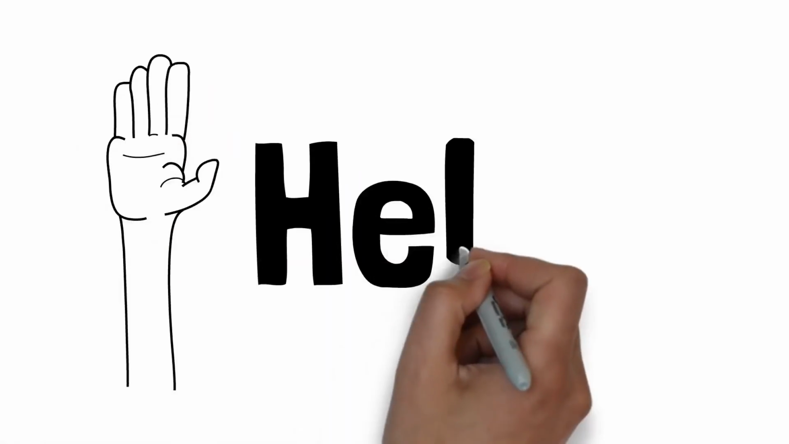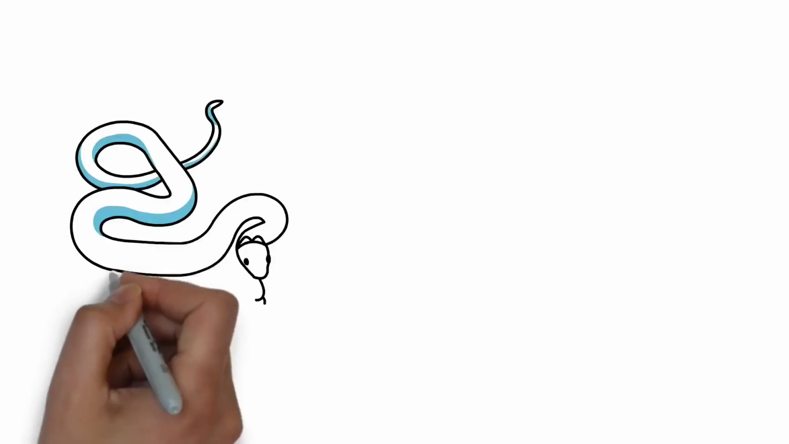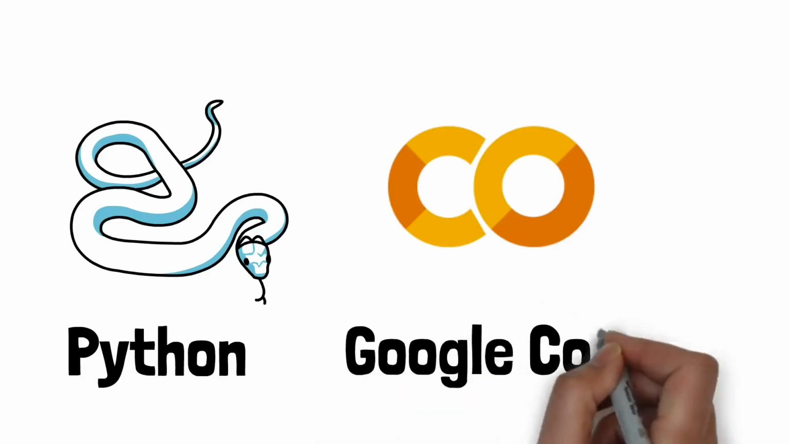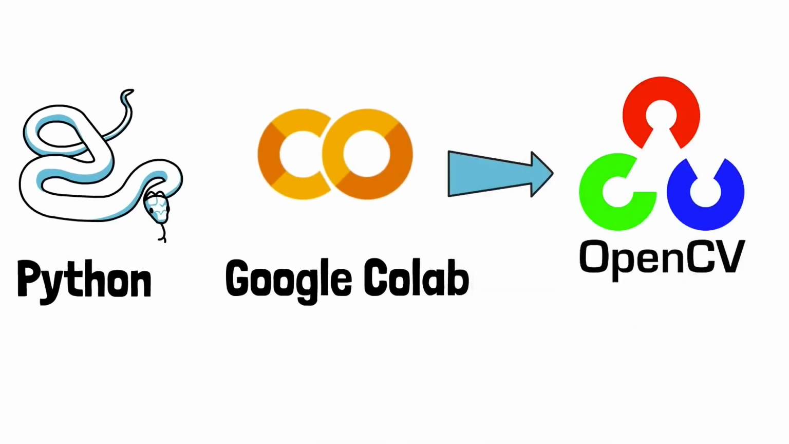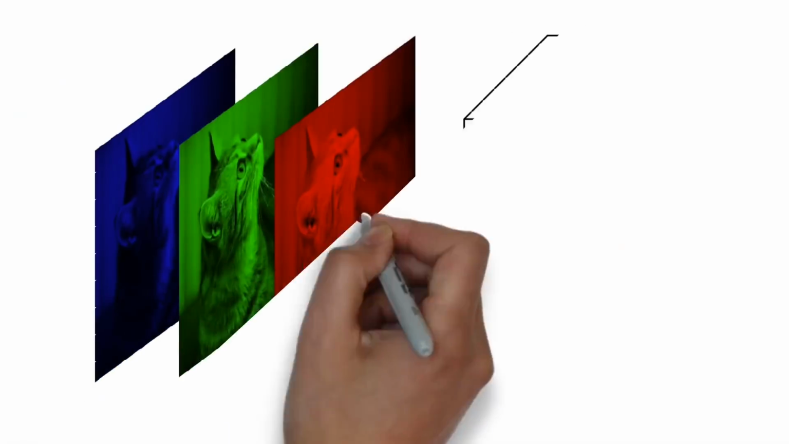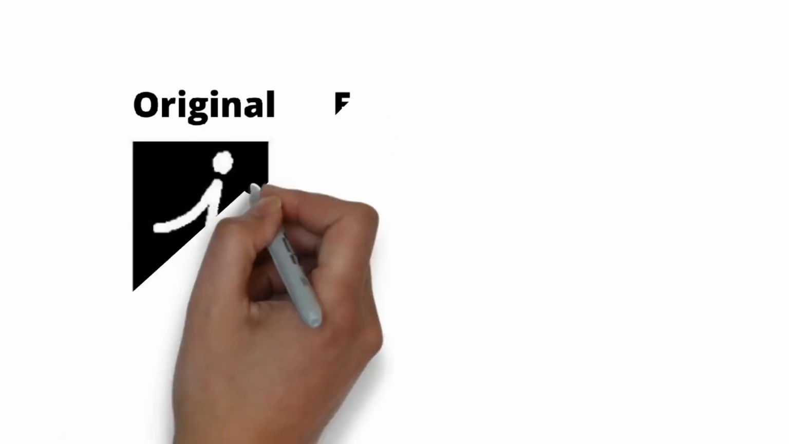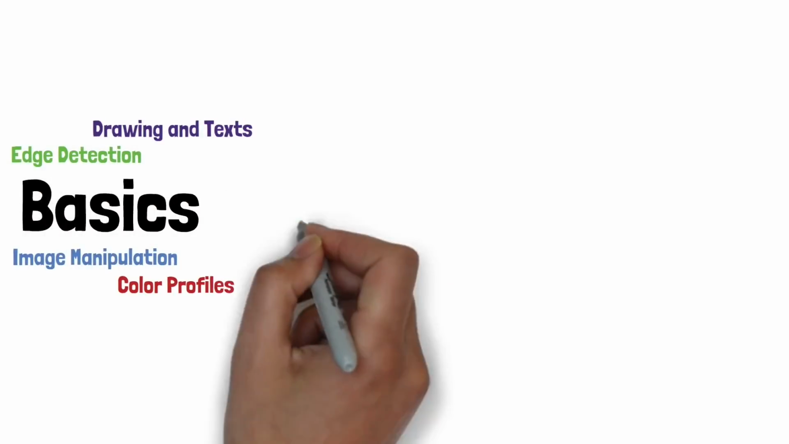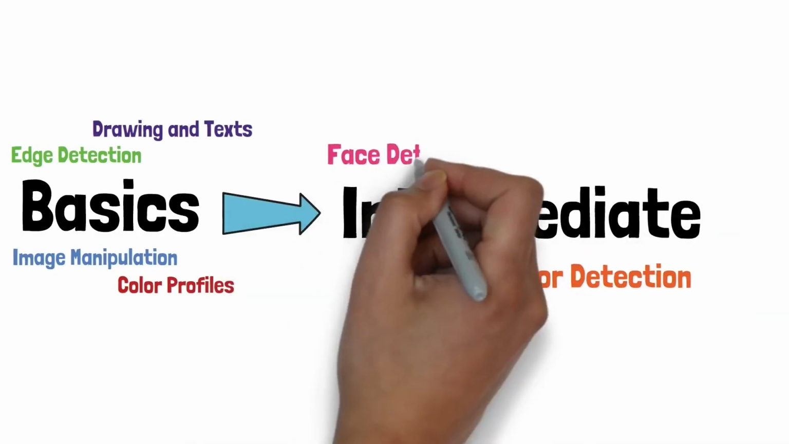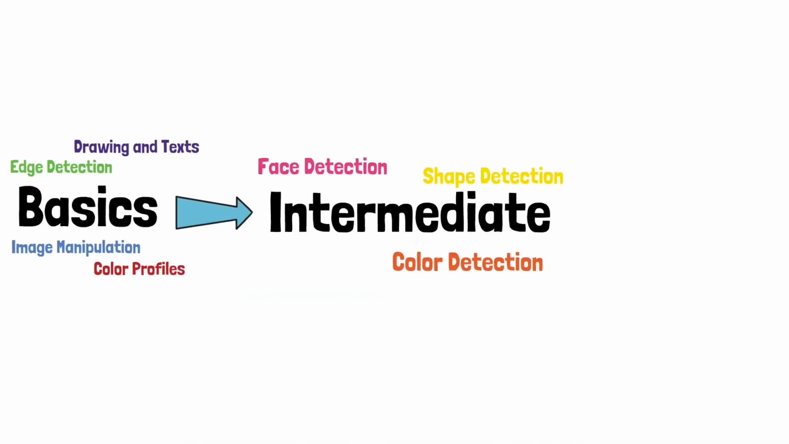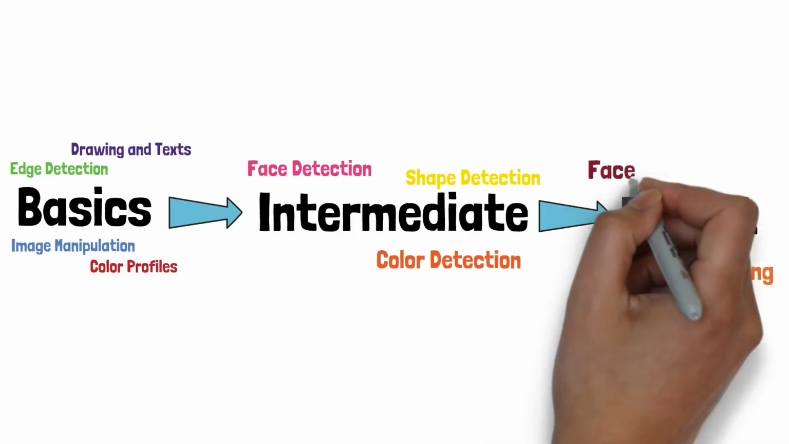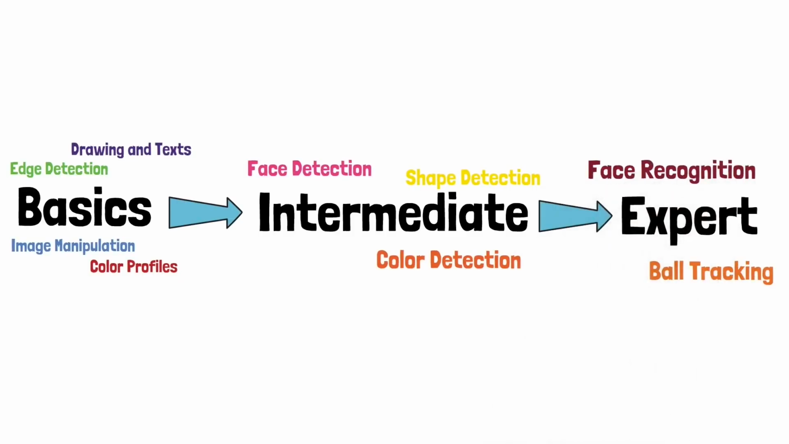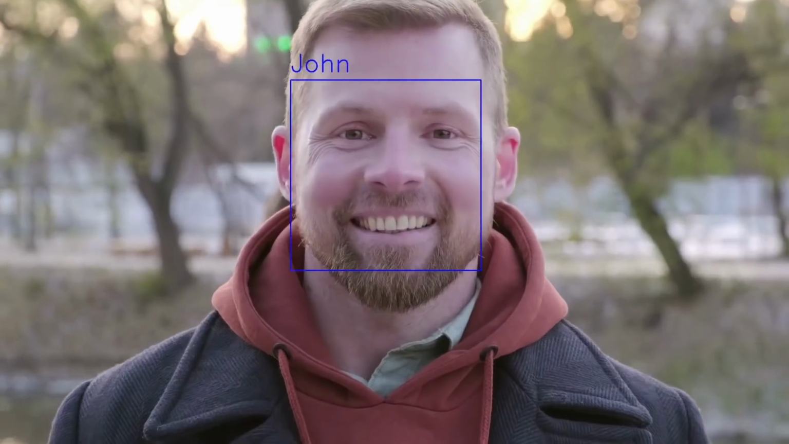Hello everyone, welcome to this OpenCV tutorial series. Here we'll be using Python in Google Colab to create OpenCV projects, understanding the basics of OpenCV. We will understand the color profiles, doing edge detection, image manipulation. These are all simple applications of OpenCV, and then gradually move into the intermediary applications like color detection, writing, drawing, shape detection. We'll also try to do some projects using the knowledge that we have amassed in this particular tutorial to create ball tracking, face recognition, and so on.